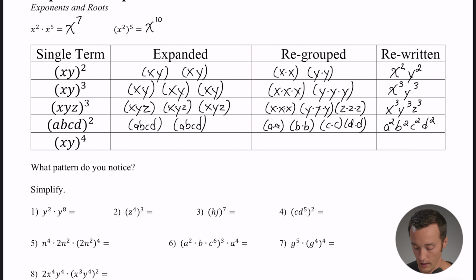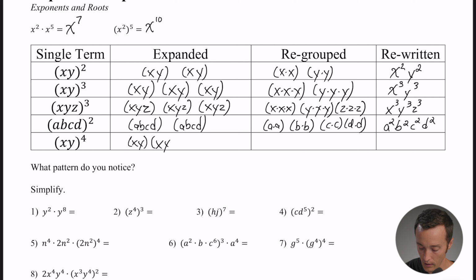Again, looking at that first column, the single term, try to think of a shortcut, or a way that you could get all of these right without having to go through all these middle steps. Let's do one more, and I think it should be pretty apparent. xy to the fourth power would be 4 groups of xy.